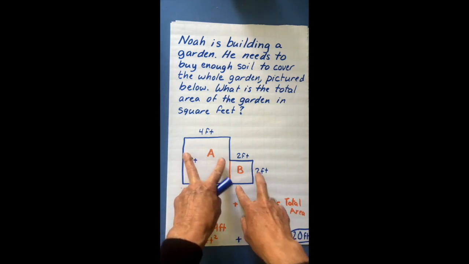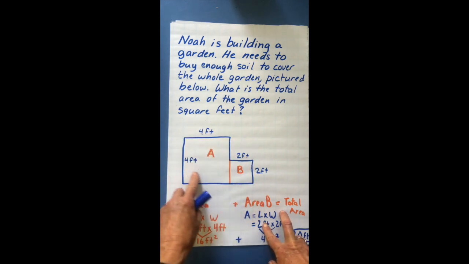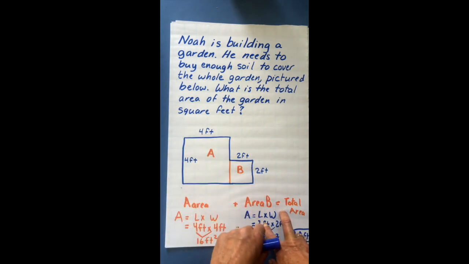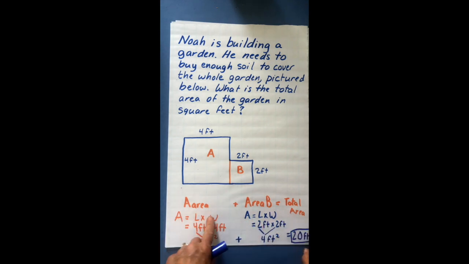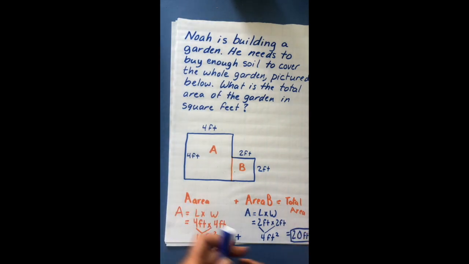We found that out by breaking up this irregular shape into two rectangles. So we could use our formula for rectangles, area is equal to length times width. And that's it. Hope that helps.